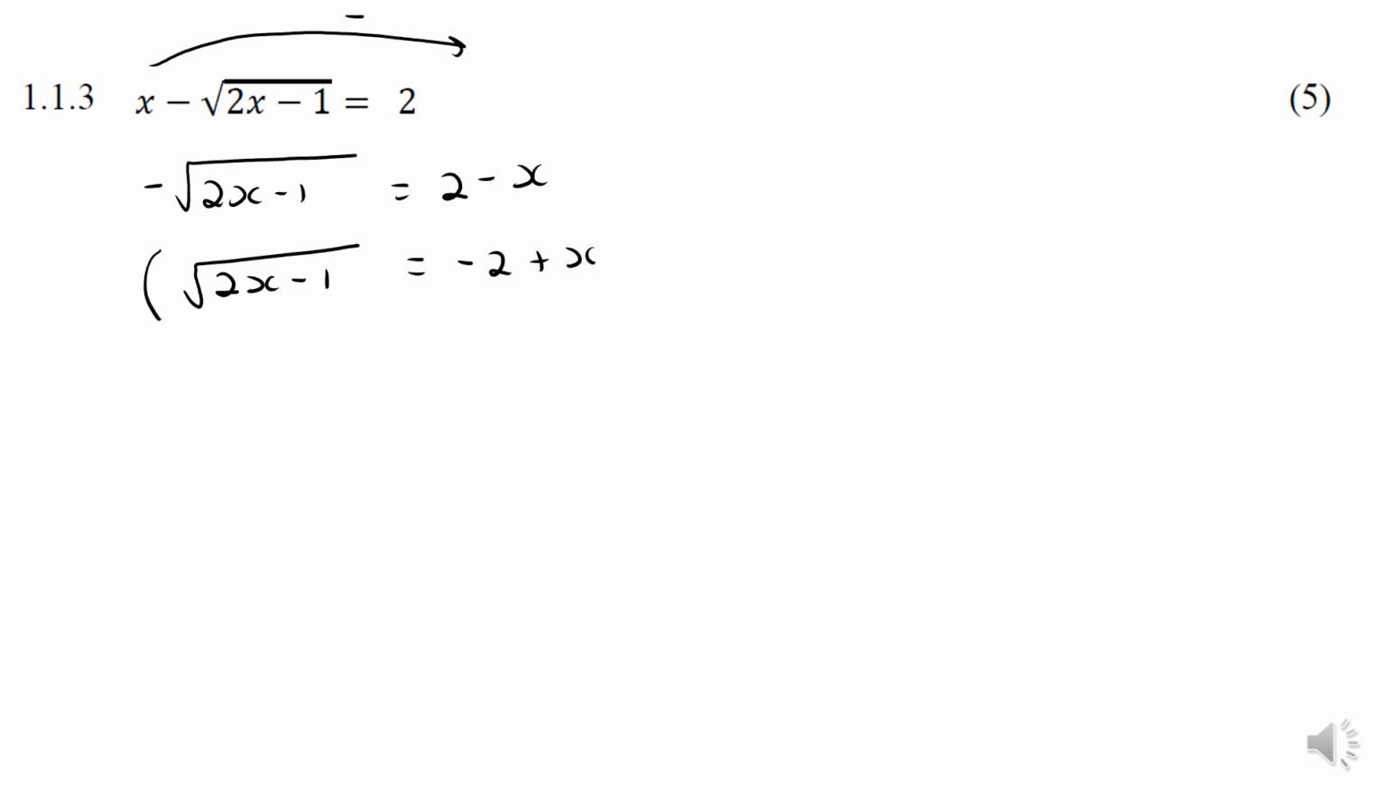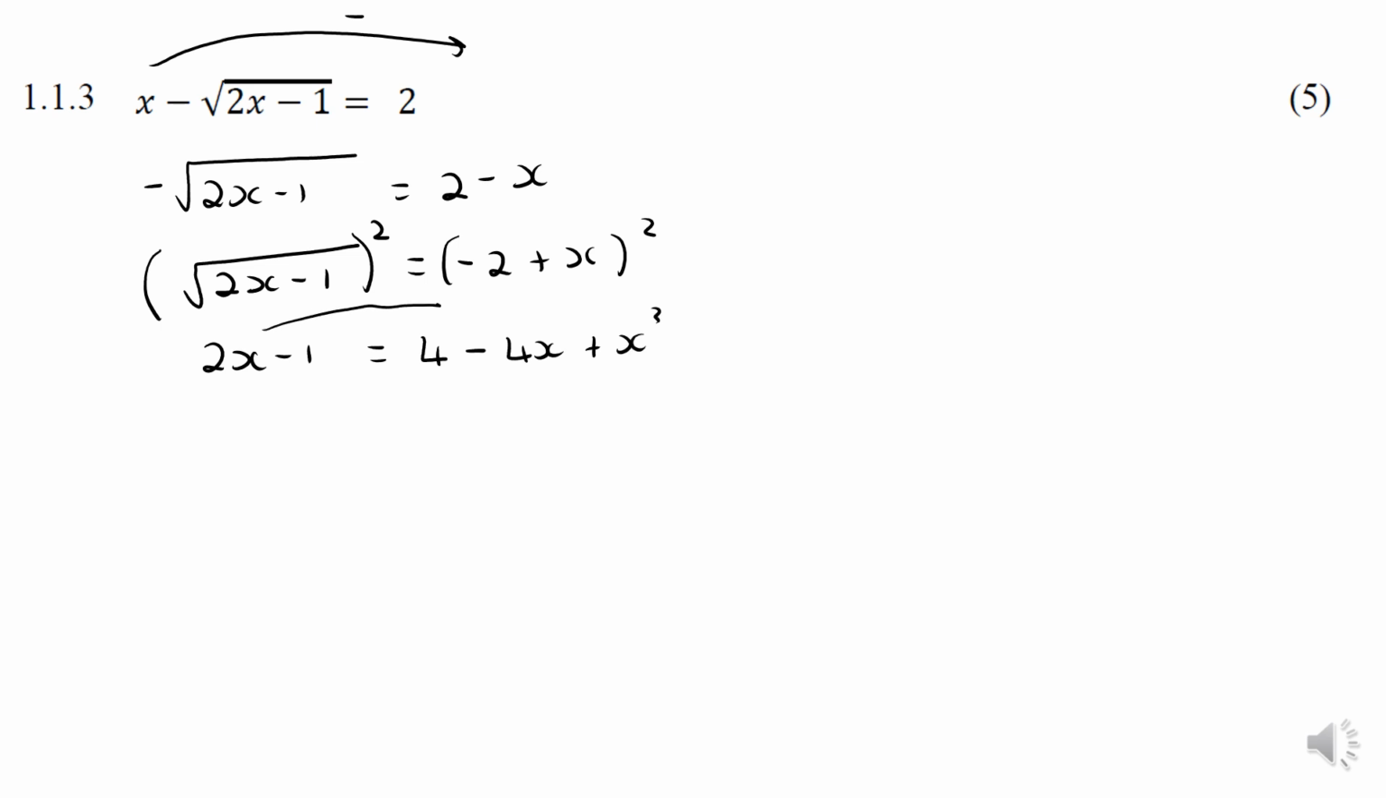Then I want to get rid of the square root, so I'm going to square on the left hand side and square on the right hand side. So I'm left with 2x minus 1 is equal to, when I expand the right hand side, please remember that brackets become a trinomial. So I'm going to use this short method. Negative 2 times negative 2 gives me 4. Negative 2 times x gives me negative 2x times 2 gives me negative 4x. x times x is x squared.